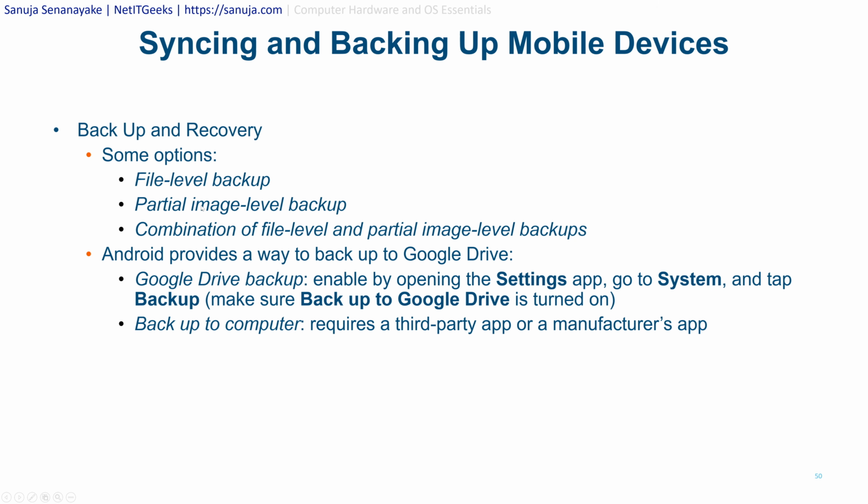So what are the differences, basically? The file level backup will back up your files, mostly end user created files and documents. Partial image level backup will back up some of the settings and core information about your operating system, and the combination of file level and partial image level backup will do both of them. So that's what it means. Image level backup basically means the image of your operating system, certain configuration and features.